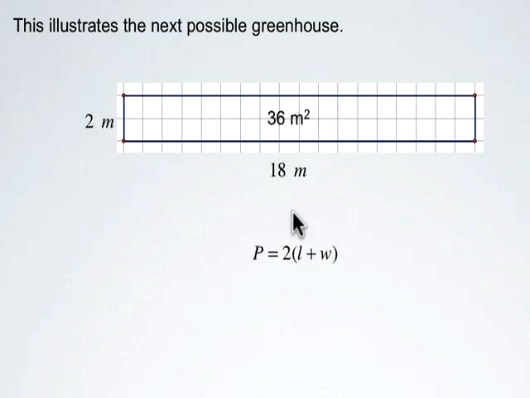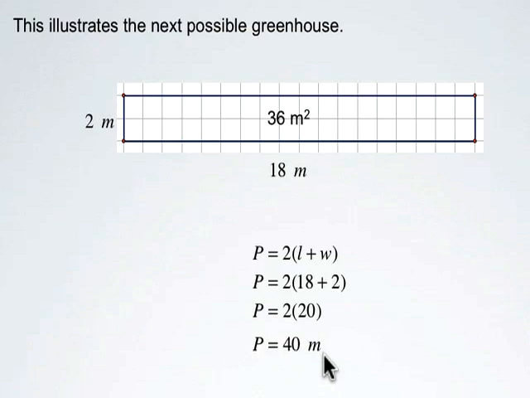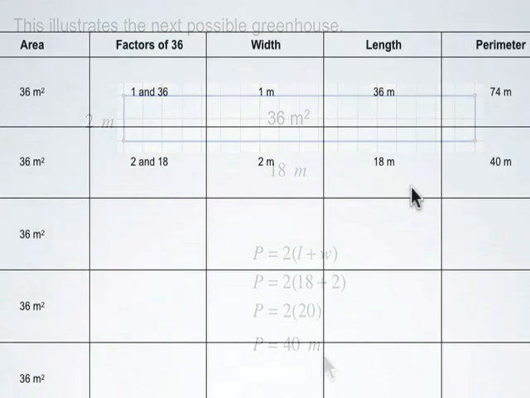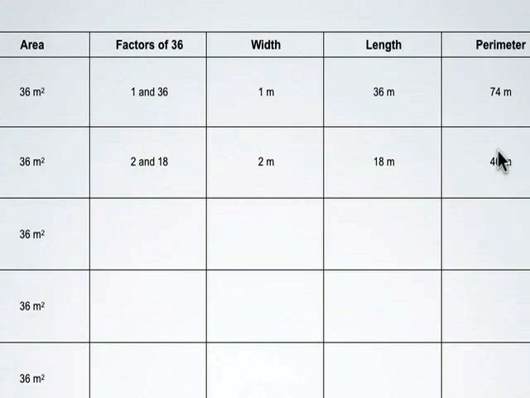Looking at the perimeter, here's our formula, 2 times the length plus the width. We'll substitute in our value of the length of 18 meters and our width of 2 meters. Add those two values inside the brackets together to give you 20. Multiply by 2, and that'll give you a perimeter of 40 meters. Again, we'll update our table, having a perimeter of 40 meters when our width is 2 and our length is 18. And we'll take a look at our next possibility.